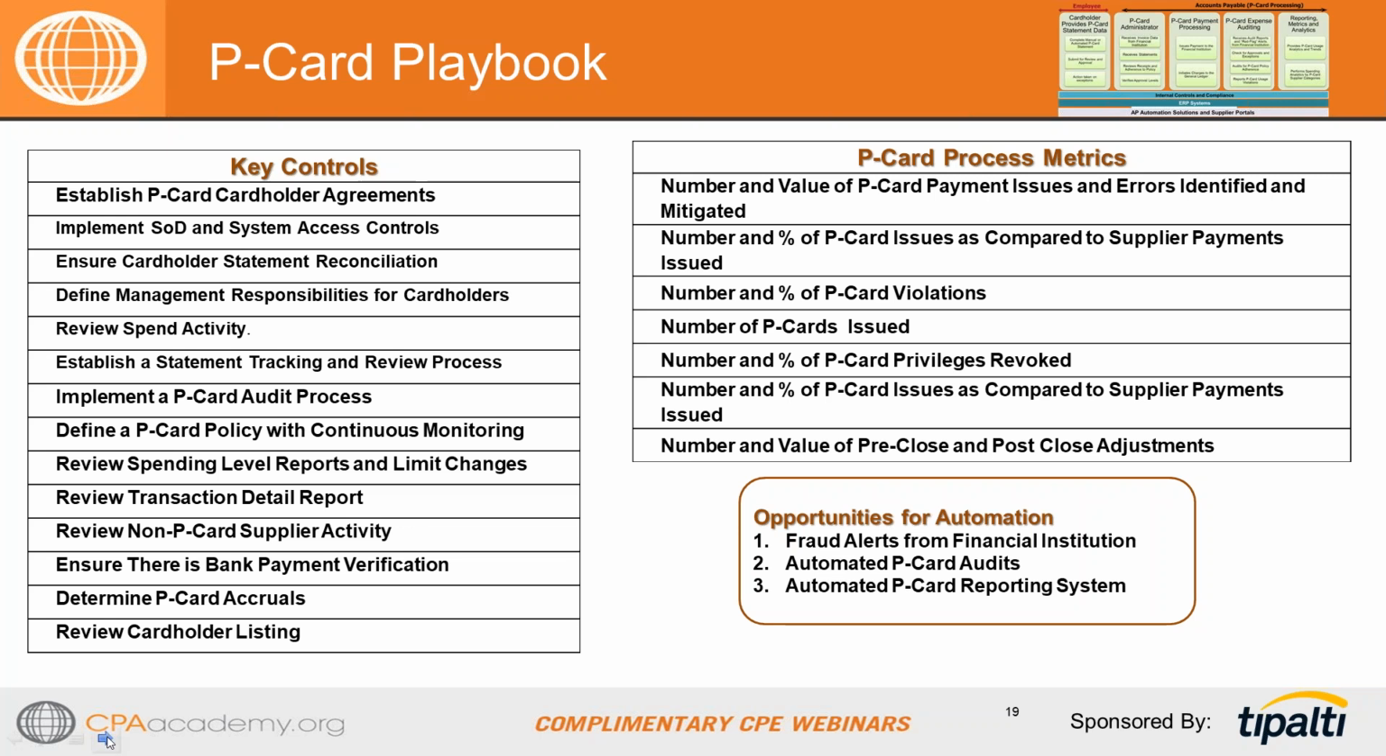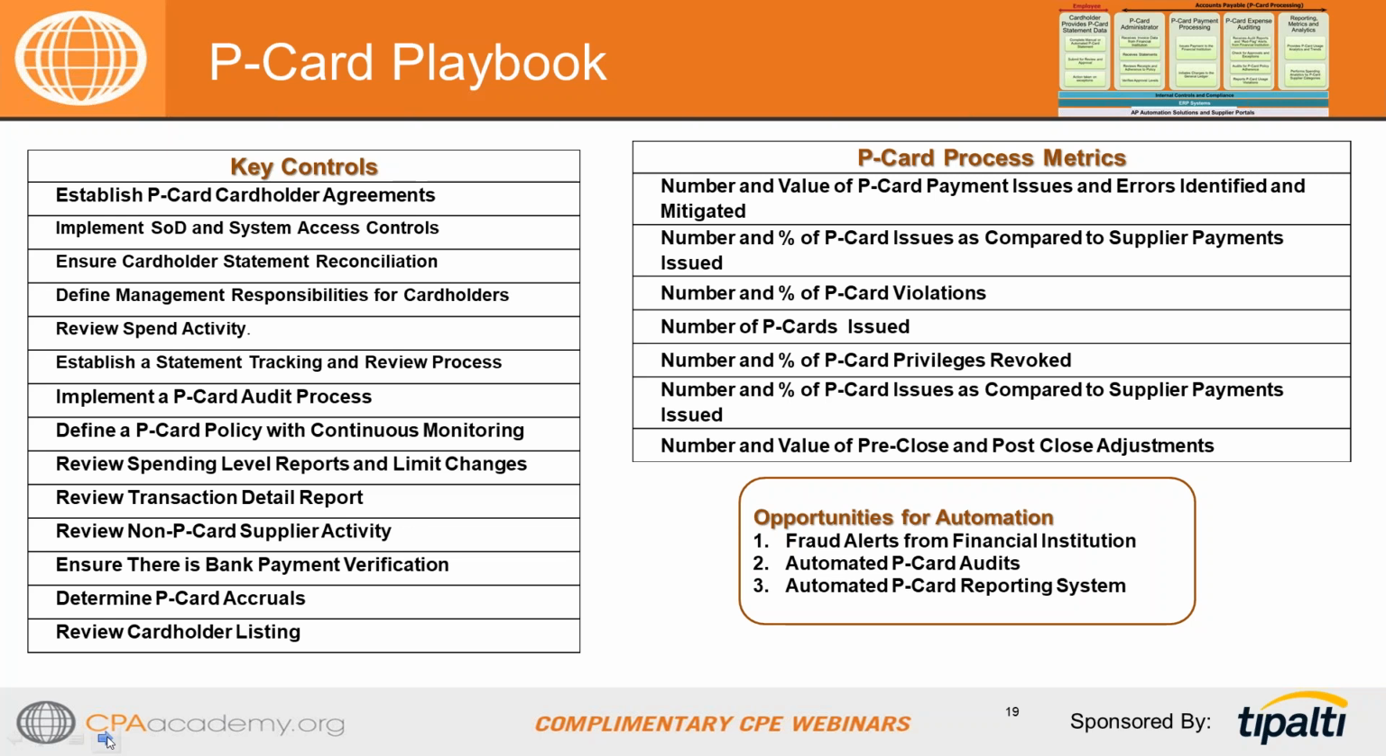Okay, what are some of the metrics? Identifying issues, and look at the percentage of P-card issues as compared to supplier payment. Track your violations. Has there been fraud, attempts at fraud? Has there been P-card abuse? Number of P-cards issued, like we talked about, review that cardholder listing. Have you had to go and revoke a P-card? And looking at the number and value of pre-close and post-close adjustments is certainly key as well.